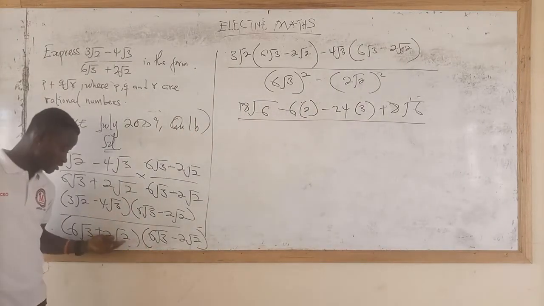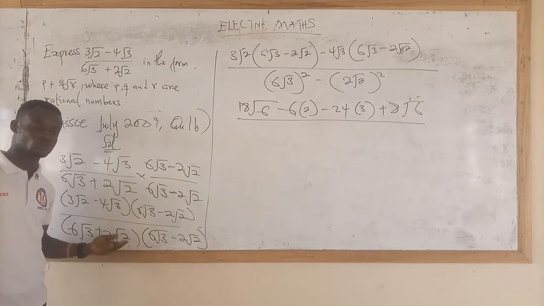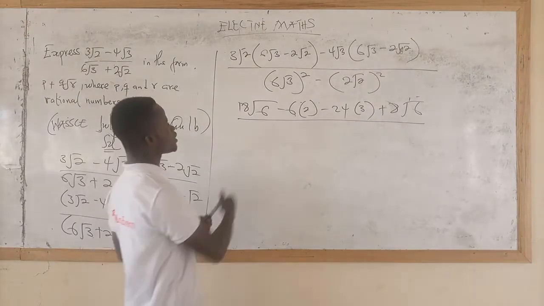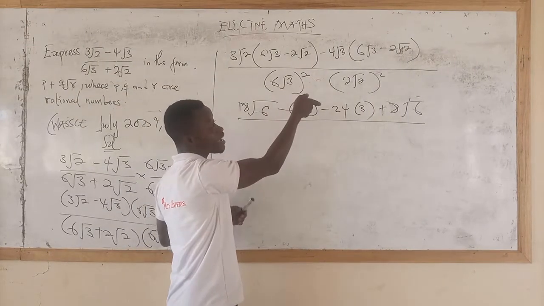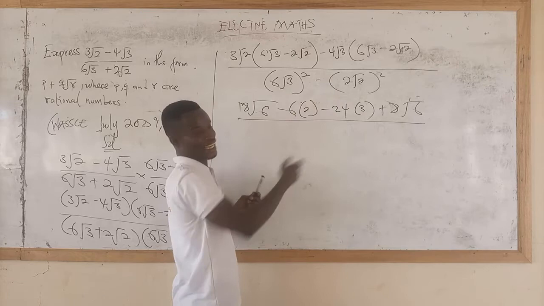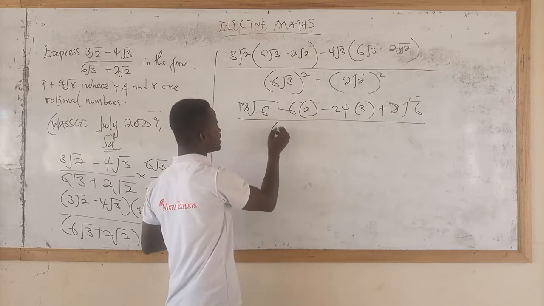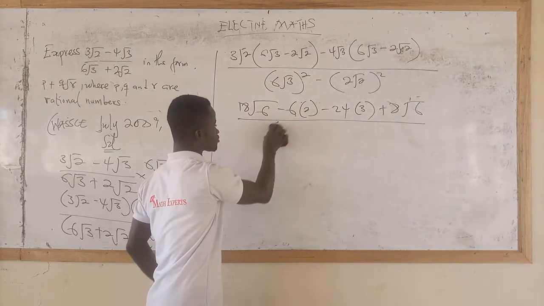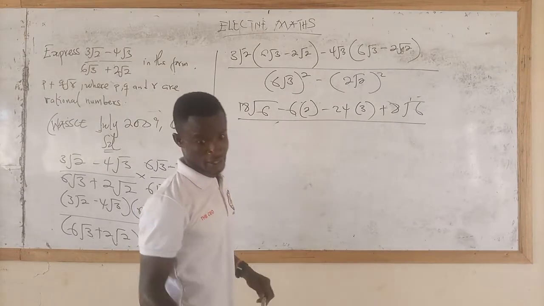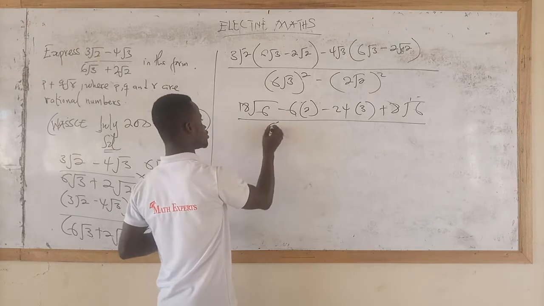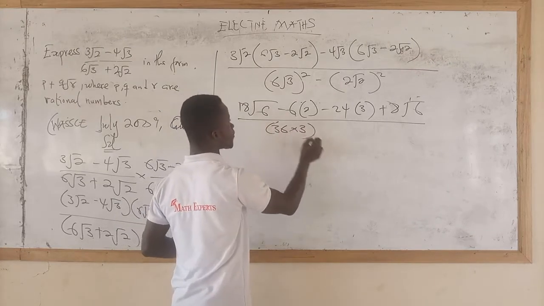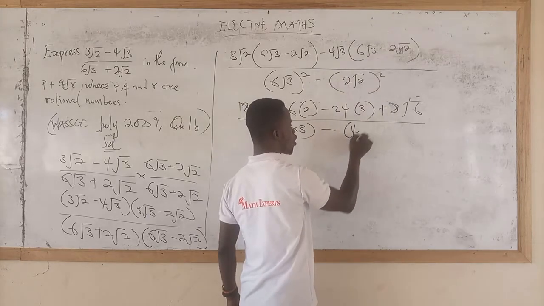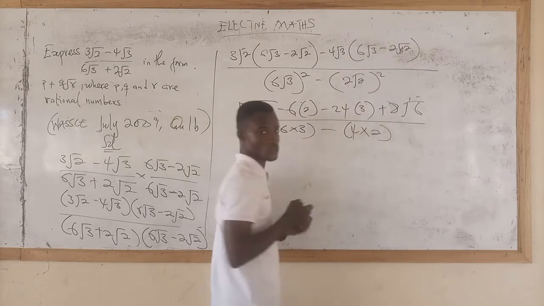Once you realize the denominator is going to be 2 squares, it will reduce the work for you. So here, it's just 6 squared multiplying 3. And I'm going to use straightforward. So 6 squared is 36, and 36 times 3. So it's going to be 36 times 3. Minus, this is going to give you 4 times 2.